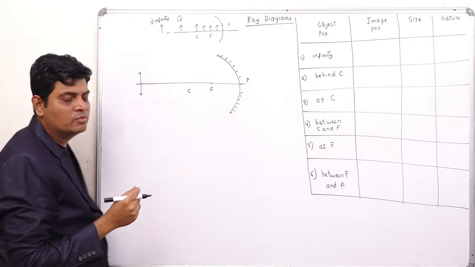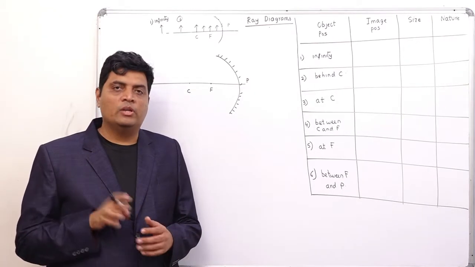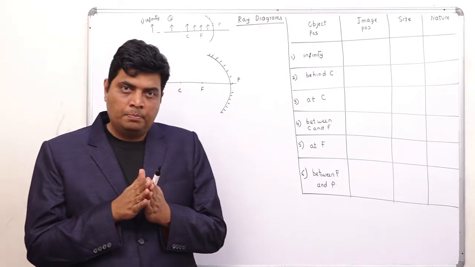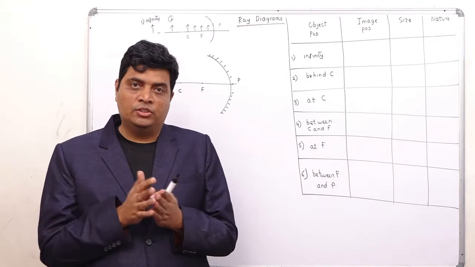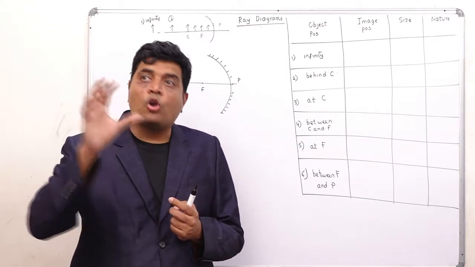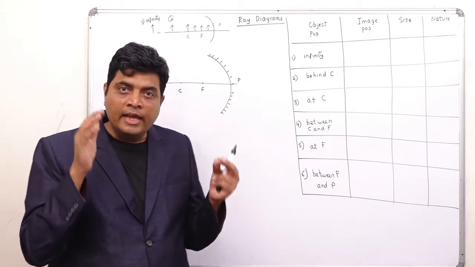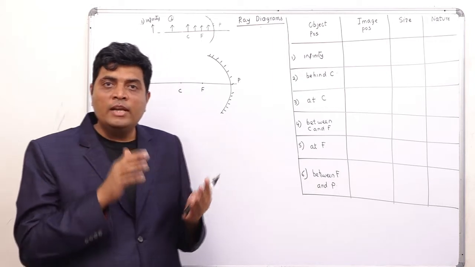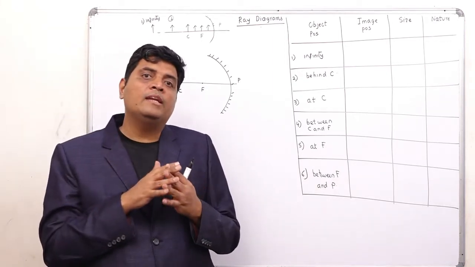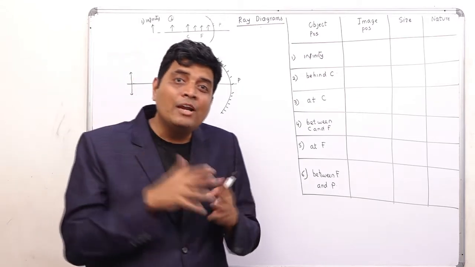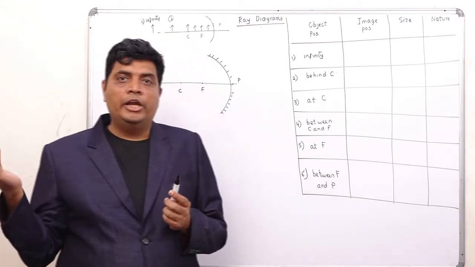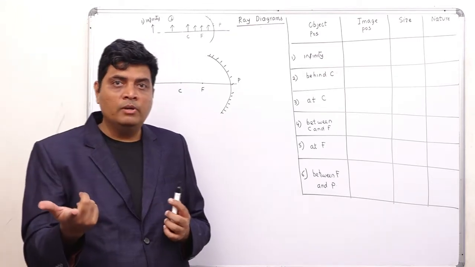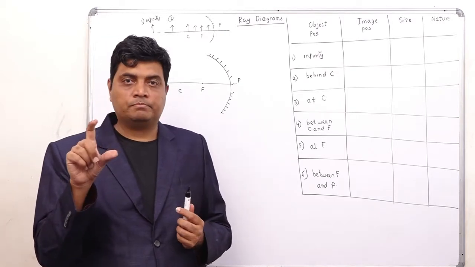Before starting this, let me explain the difference between a real image and a virtual image. Whenever you are drawing ray diagrams, if the rays actually meet, then the image formed is a real image. The image which we form on a screen or on a wall is a real image. In a real image, the rays of light actually meet. In a virtual image, the rays of light do not actually meet; they appear to meet, like in a plane mirror. So the image formed in a plane mirror is a virtual image.